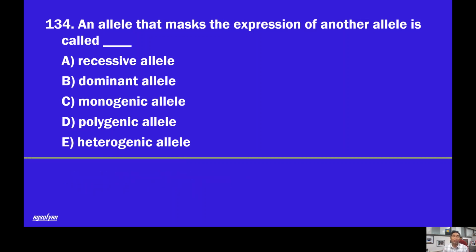Number 134. An allele that masks the expression of another allele is called recessive, dominant, monogenic, polygenic, or heterogenic? Choose your answer. The answer will be dominant allele. So a dominant allele will mask the expression of the recessive allele.